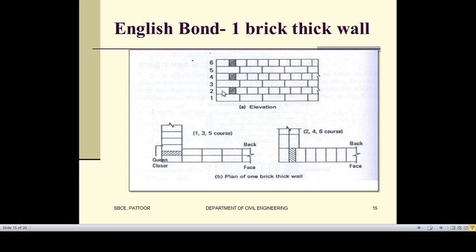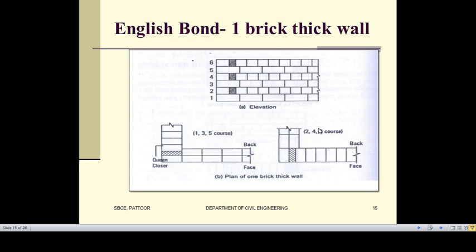And the second course started with a header, and immediately after placing this header we'll be placing a Q enclosure, then headers are placed continuously. So the plan view of the second course is shown in this one. First we have placed a header, then a Q enclosure, then continuously headers are placed. Then the third one is a repetition of the first course, and the fourth one is a repetition of the second one, which is shown in the plan view in this figure.